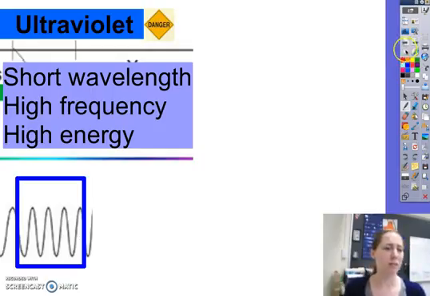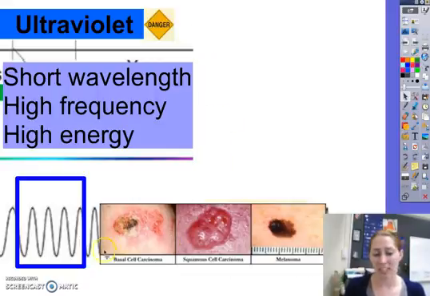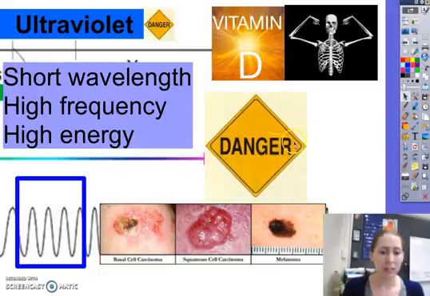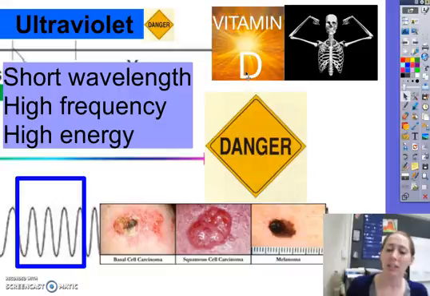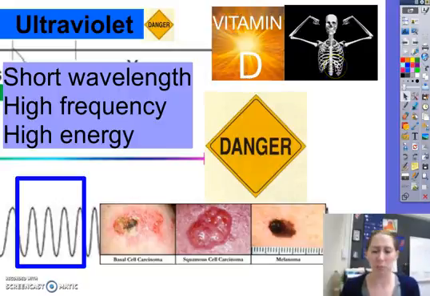So let's look at ultraviolet. Ultraviolet is one of the dangerous ones because it has relatively high energy with a high frequency and a short wavelength. So it can be quite dangerous and cause things like skin cancer. However, it also can be very good because without the ultraviolet light, our bodies would not be able to create vitamin D, which our bodies actually need to have healthy, strong bones and a lot of other processes in our body. So some ultraviolet's good, a lot bad.